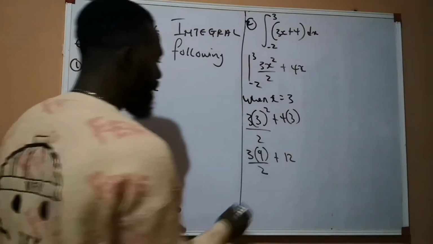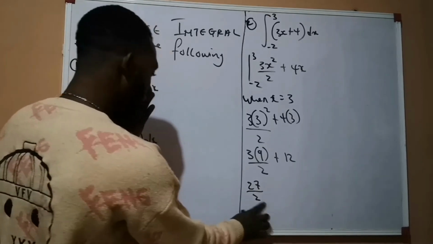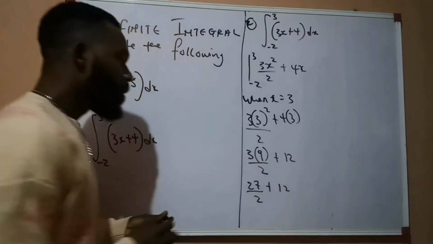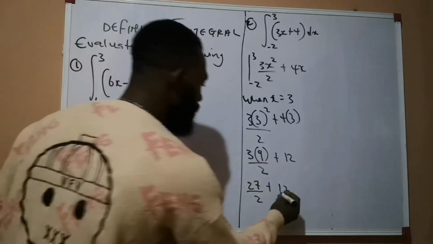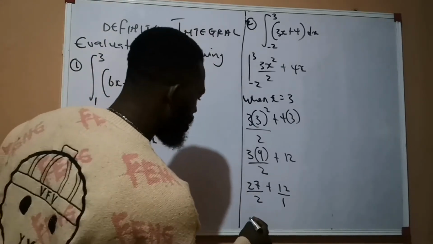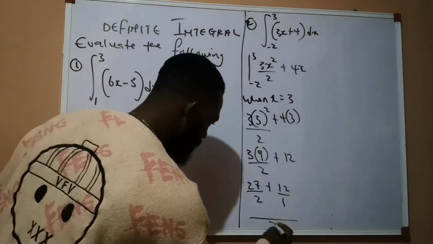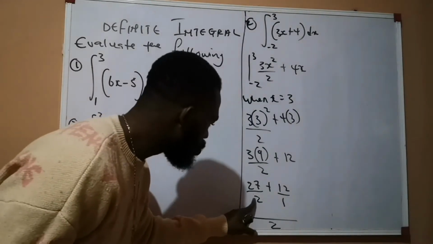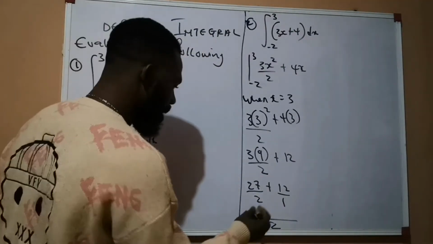Now 3 times 9 is 27, so I have 27 over 2, okay, plus 12. Now, it is wrong to say 27 plus 12, it is wrong. So the first thing we are going to do is to base 12 over 1 and look for the LCM. Now, the LCM of 2 and 1 is 2, okay. So if the LCM is 2, what does that mean? How many times will 2 go into 2? 1 times. 1 times 27 will give us 27.